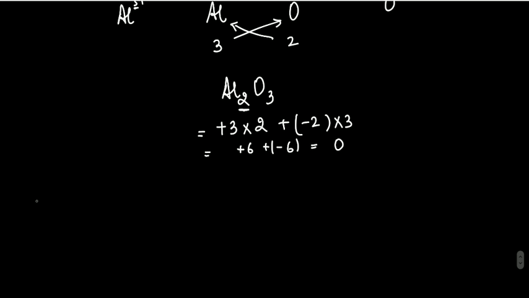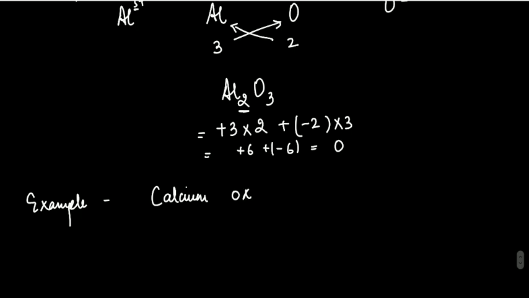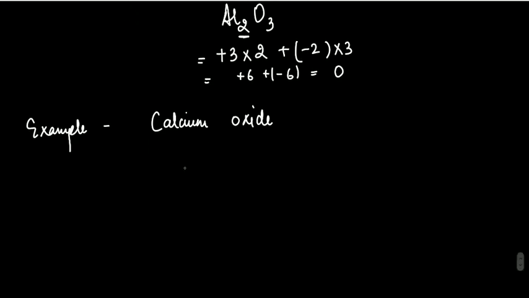So we'll take one more example. Calcium oxide. I took this example with the purpose of explaining one important point. Calcium is Ca, we know the symbol. Oxide is again O, so we write oxide as O2 minus. Calcium is also divalent. Both are divalent.